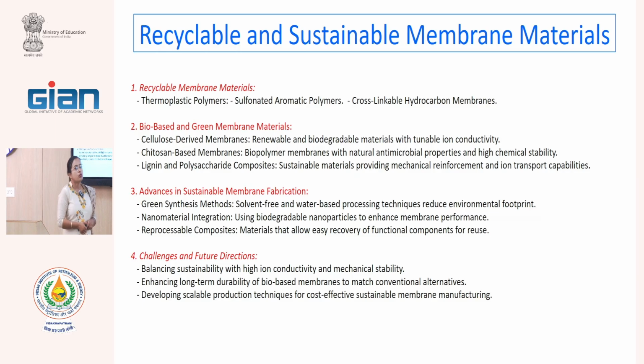One thing that is a very common aspect of a new technology while we are working on the composite membrane is sustainability. So you should have a recyclable material. For that your choice would be thermoplastic polymer, sulfonated aromatic polymer, or hydrocarbon membranes. Any cellulose derived membrane is very much biodegradable, or chitosan; they are some of the components which are very sustainable in nature. And you should also see that your fabrication method is not increasing your carbon footprint, so that the entire process objective will not be lost.